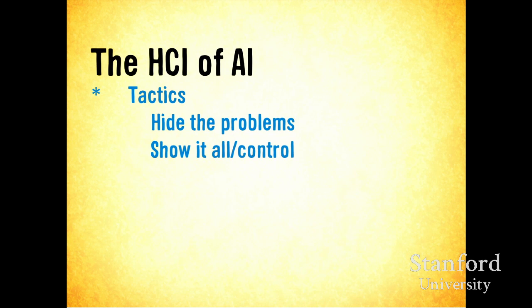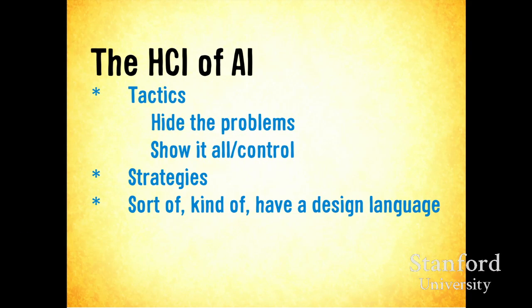But let me talk about what's actually solved and what I think still needs to be done. I think we've gotten pretty good at some specific tactics for hiding the problem and some specific tactics for showing and allowing control of the underlying AI subsystem. I think we've come up with higher level strategies, but they're not perfect, especially given the changes that we're seeing today in the way AI systems are constructed. And so I think we sort of kind of have a design language to support this.